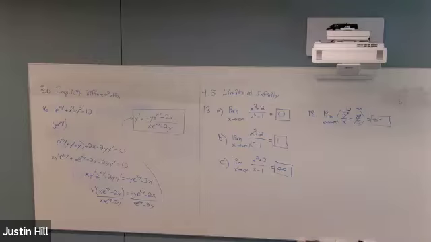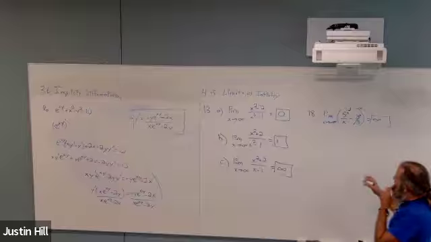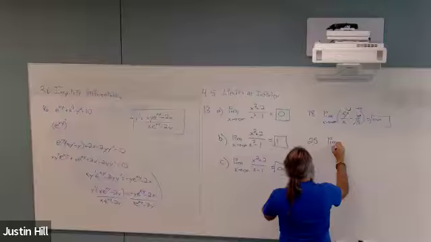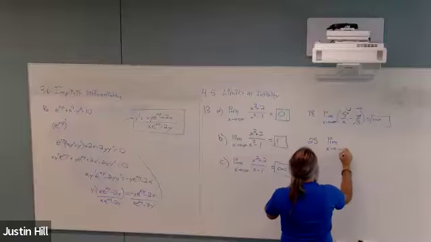So all of your knowledge with limits and with rational functions works beautifully there. What about, let's look at something like 25. We want the limit as x approaches negative infinity.